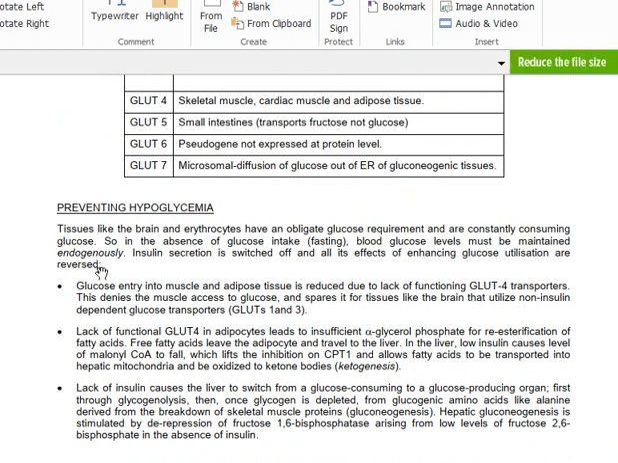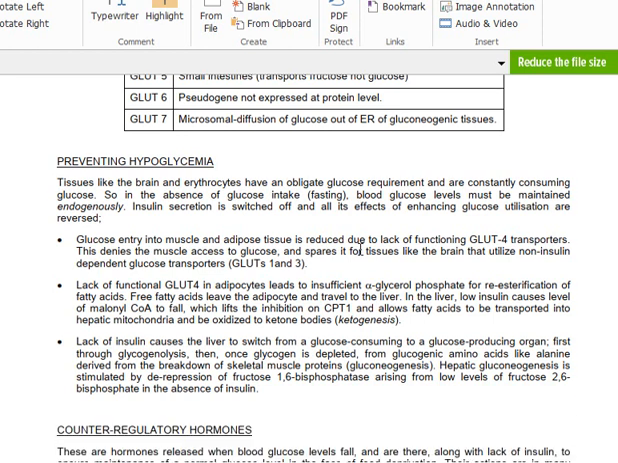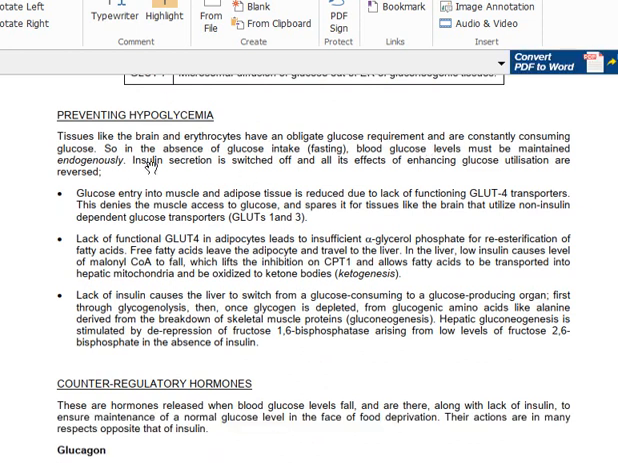Now, how do you prevent hypoglycemia? You need to know that tissues like the brain and erythrocytes have an obligate glucose requirement and constantly consume glucose. Is it clear? In the absence of glucose intake, the blood glucose level must be maintained endogenously at normal. Is it clear? So glucose entry into the muscle and adipocyte is reduced due to lack of functioning of glucose transporter 4. So actually these are the different steps that make sure that the circulatory glucose is always normal.